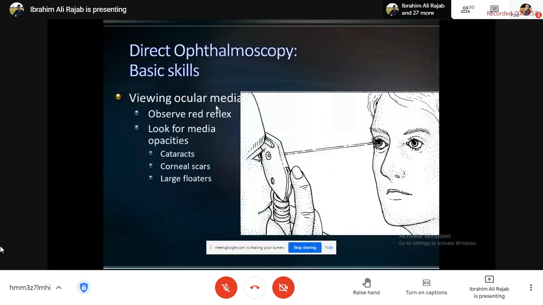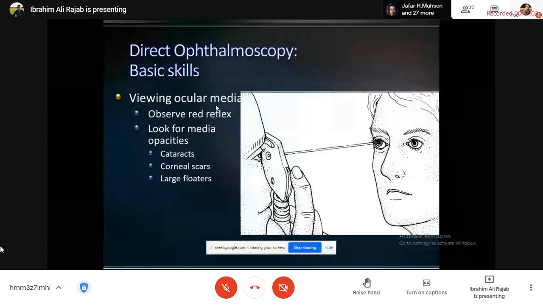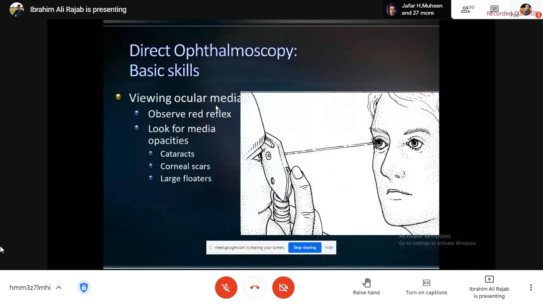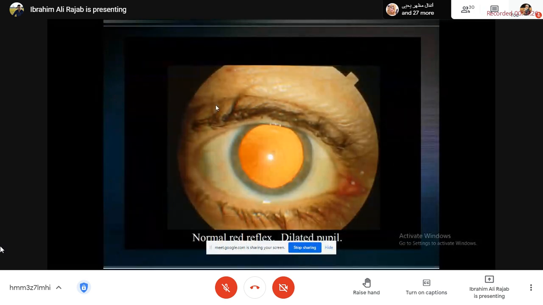I mean, not directly. He will be slightly oblique by 10 to 15 degrees. And he observes the reflection of the light which comes from the head of the direct ophthalmoscope, goes to the retina of the patient, then reflects backward, and he observes the reflex. And you will see the normal red reflex. This is the normal red reflex. All of us normally have a red reflex.